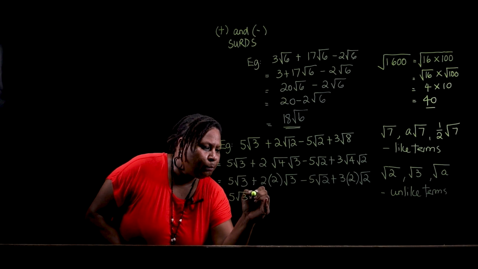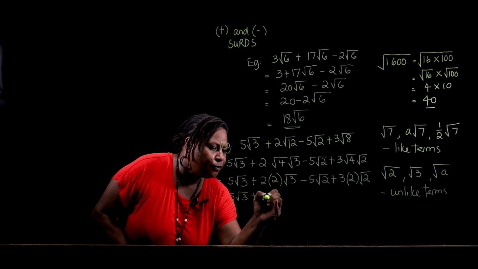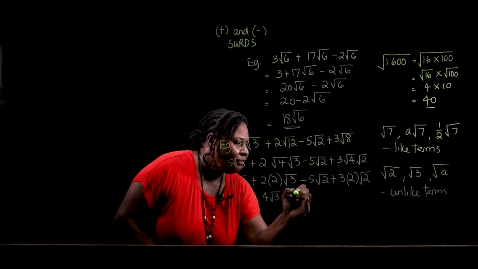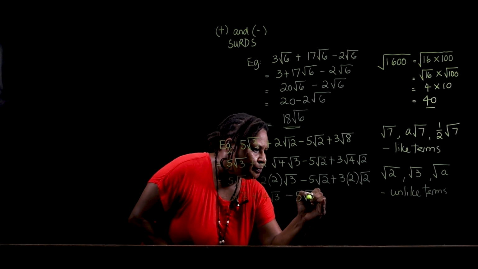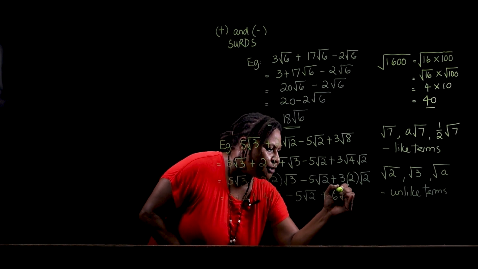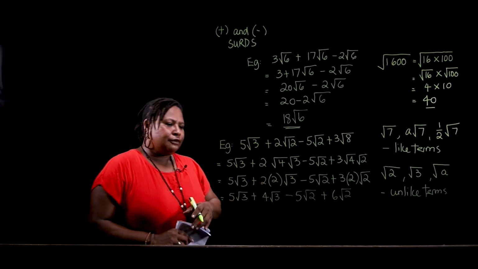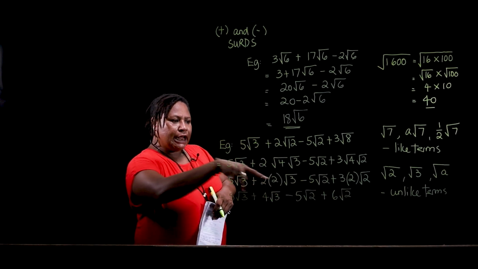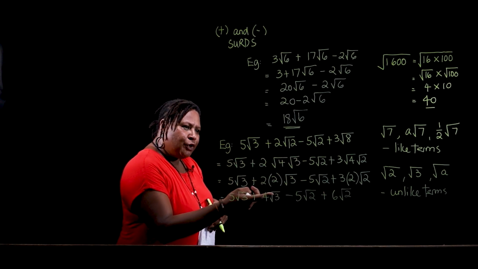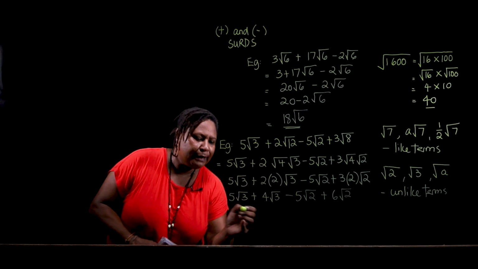5√3 plus 2 times 2 is 4√3 minus 5√2 plus 3 times 2 is 6√2. Okay, so we have completed the simplifying bit. Once that's done, we are going to add and subtract, okay?